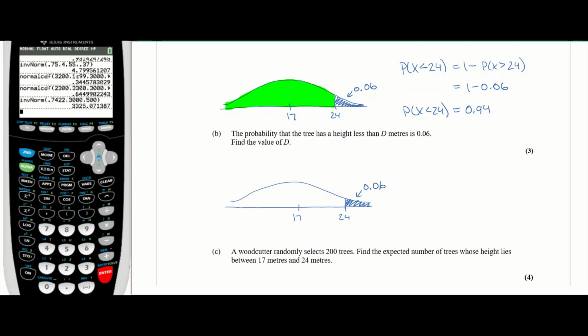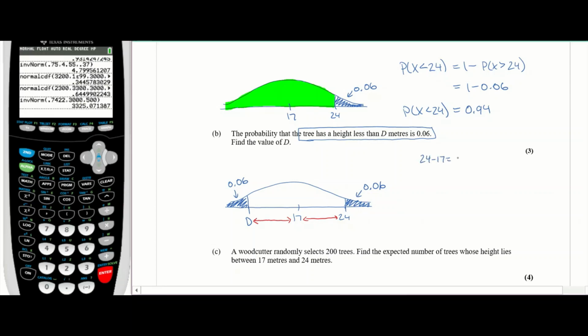So now it's asking us about the likelihood that a tree has a height less than some other cutoff is also 6%. So if we're above 24, the probability is 6%. If we're below something else, the probability is also 6%. So again, when things are normally distributed, there's a symmetry there. And the symmetry means that whatever the distance is between 17 and 24 to get to my upper 6%, I have to have the same distance between 17 and D to get to my lower 6%.